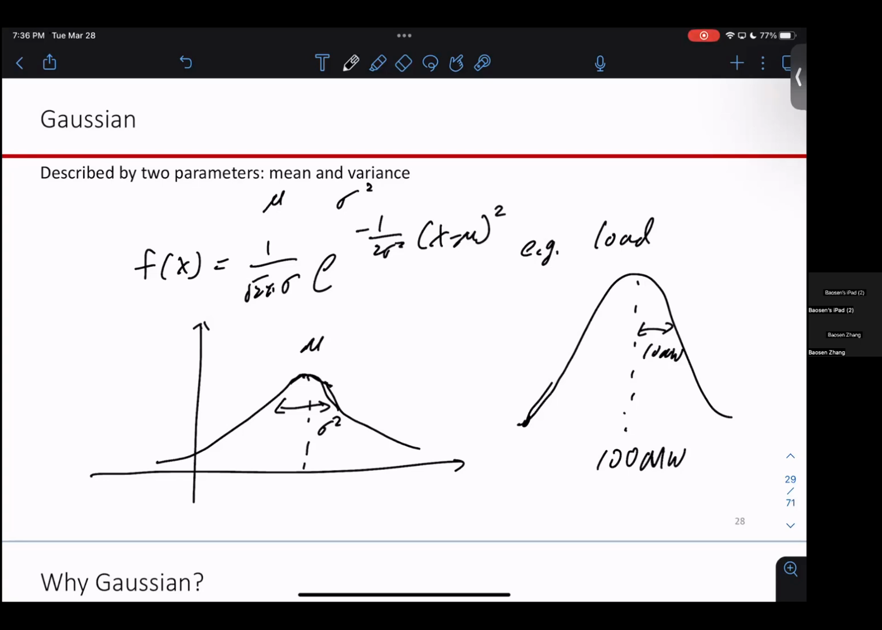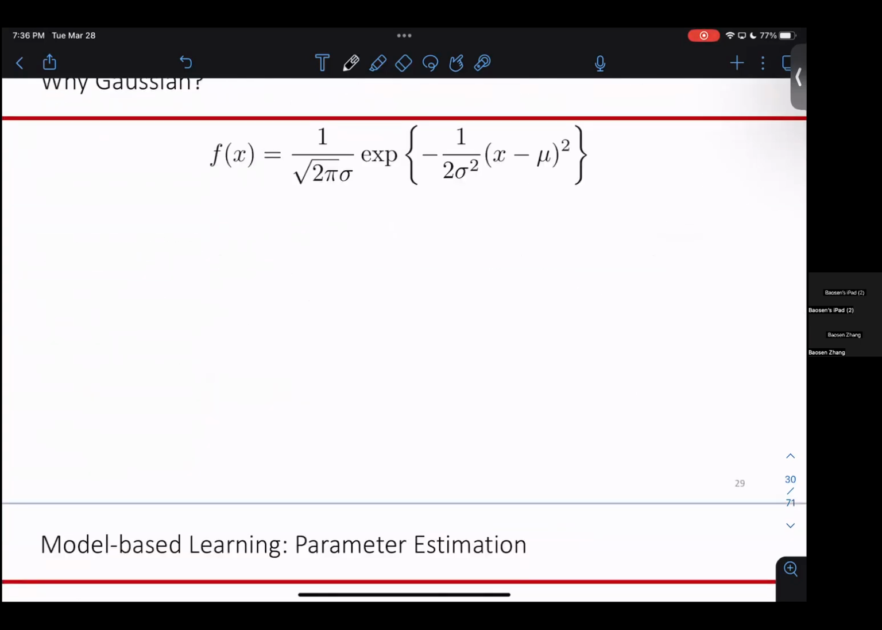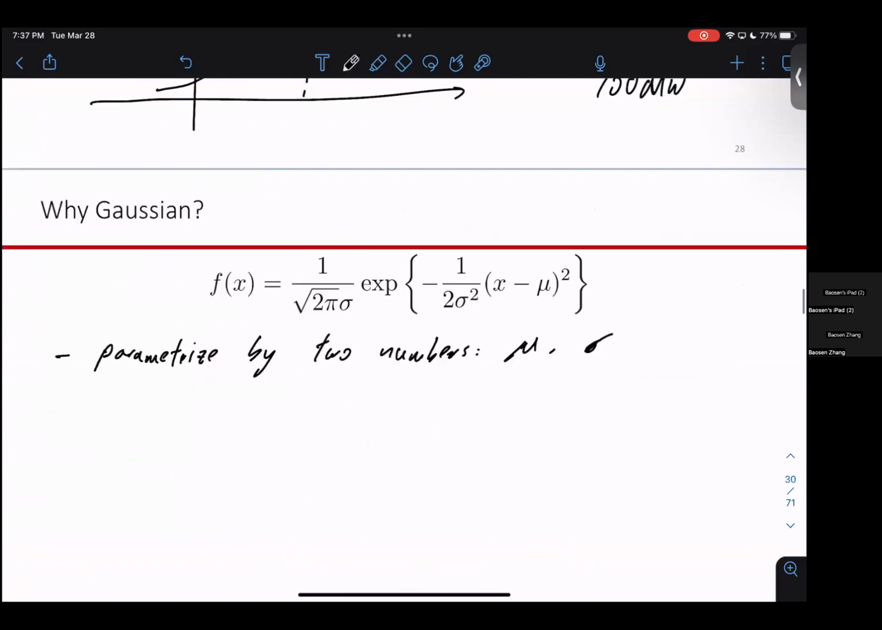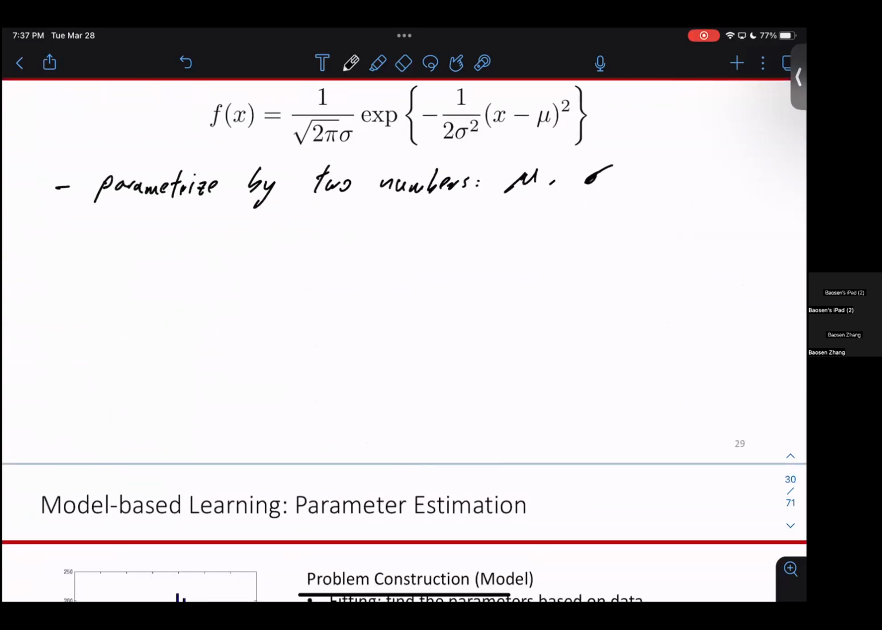Okay, so this is Gaussian, and again, the good thing about this is that it's parameterized by two numbers: mu and sigma. Right? So the mean and the variance.